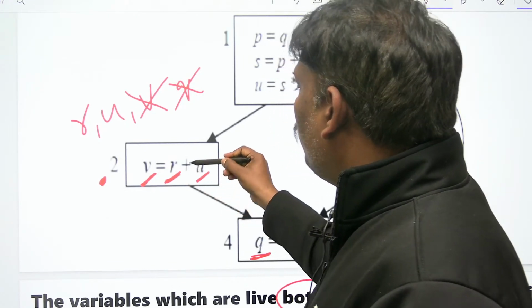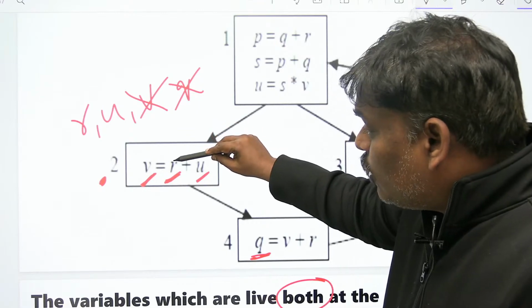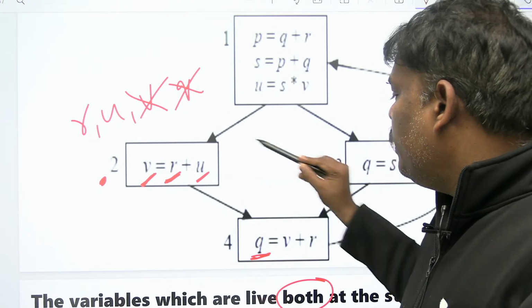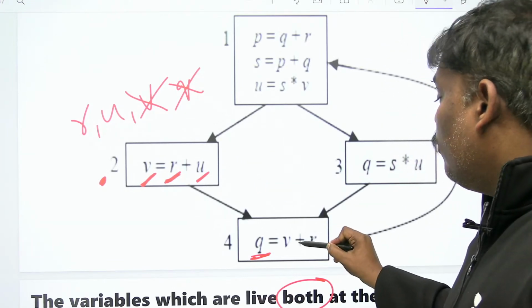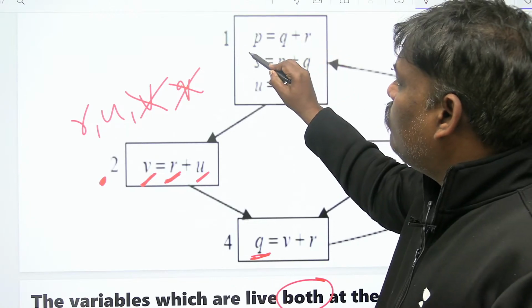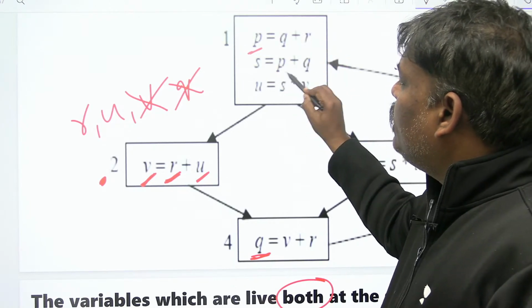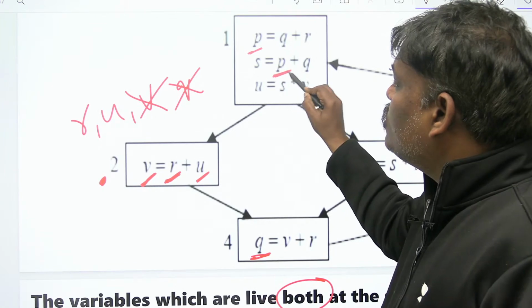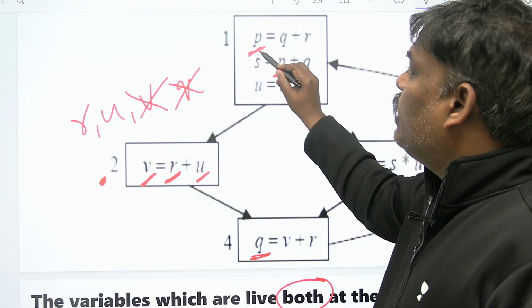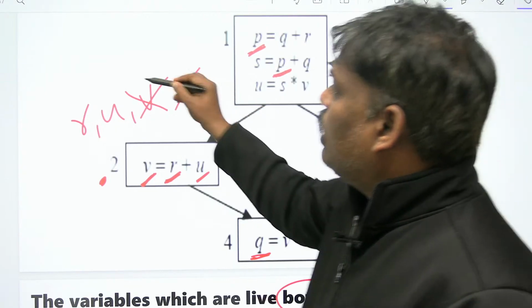Let me ask you one small line. Where is the P? From 2 you can go to 4. In 2 also P is not there, in 4 also P is not there. From 4 you can go to 1. In 1 P is there, but before using P, you are changing it. What is the meaning? It is not the old P, it is the new P. So P is not live.